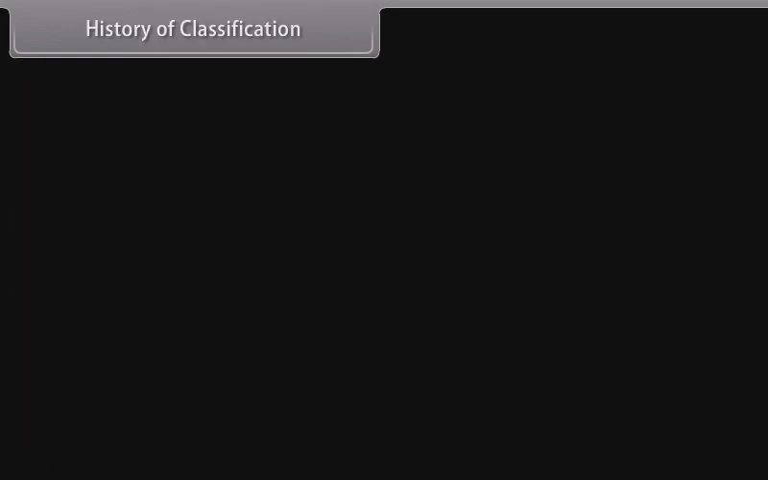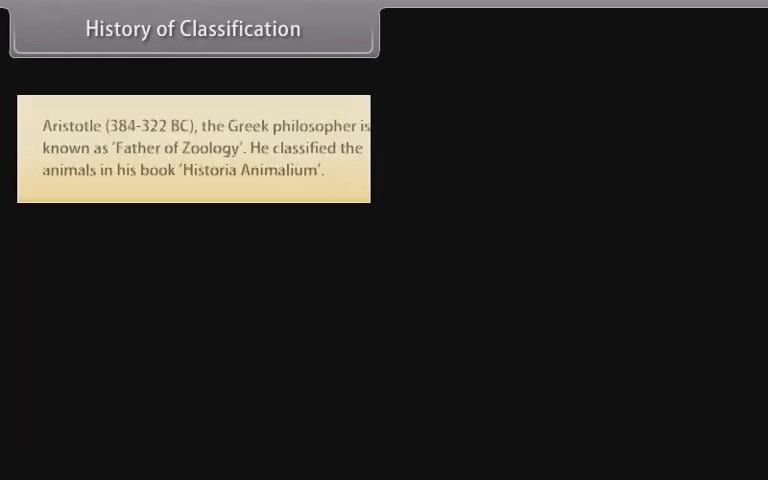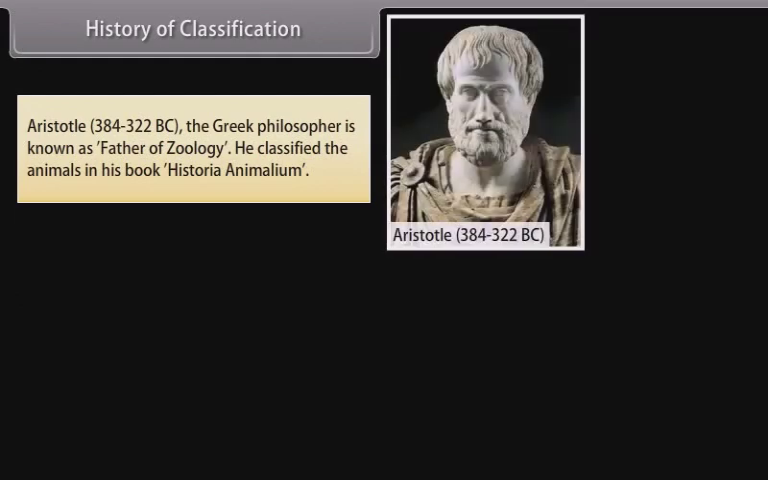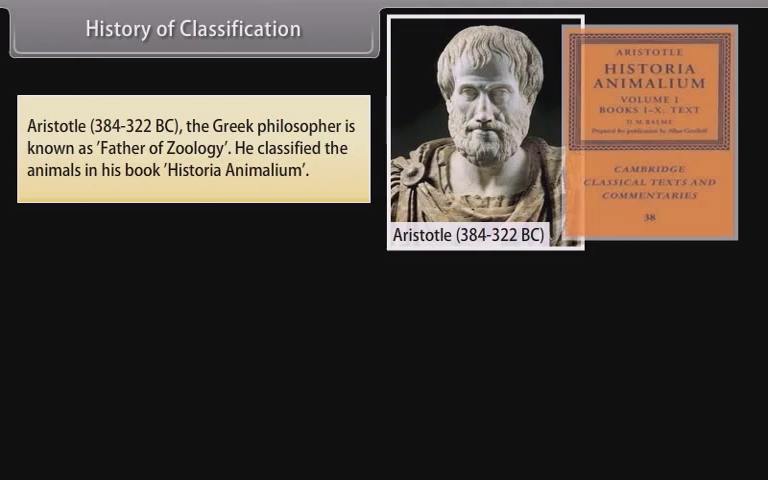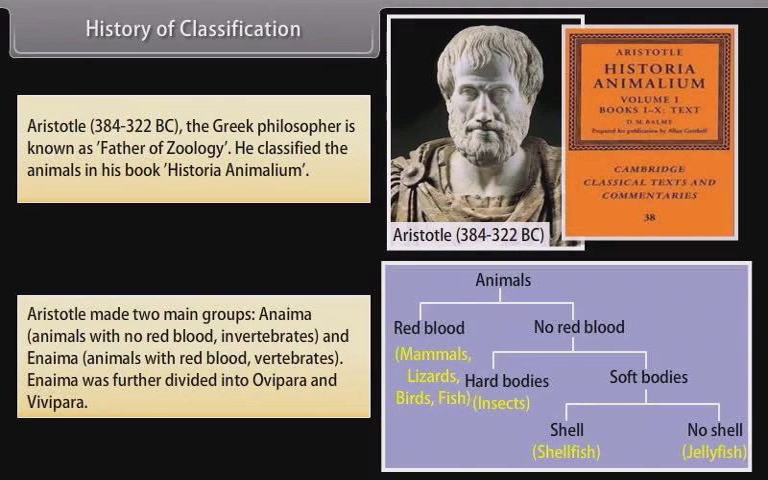History of classification. Aristotle, 384 to 322 BC, the Greek philosopher, is known as father of zoology. He classified the animals in his book Historia Animalium. Aristotle made two main groups. Anaima, animals with no red blood, invertebrates, and Enaima, animals with red blood, vertebrates. Enaima was further divided into ovipara and vivipara.